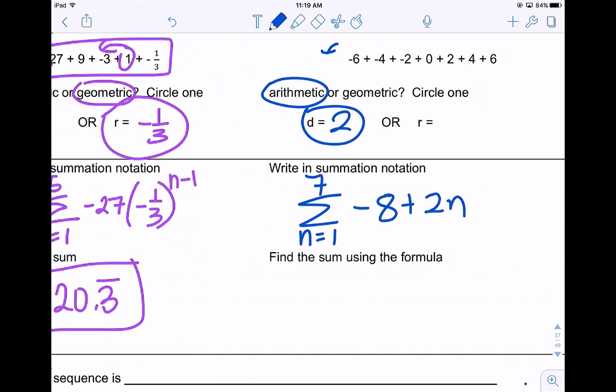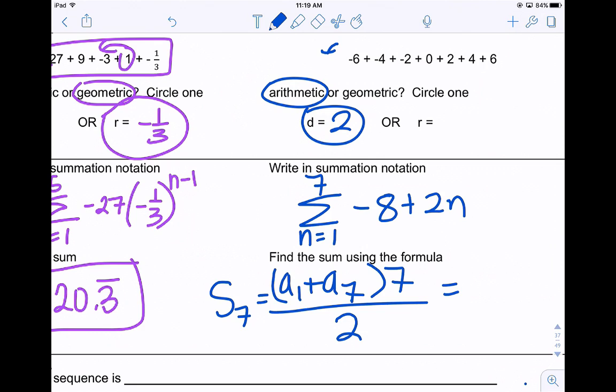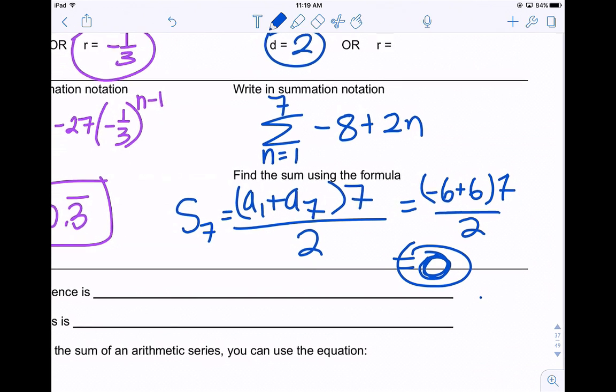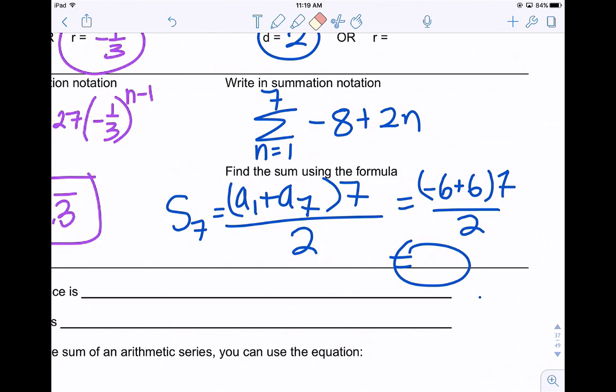Find the sum using Gauss's formula for finding the first 7 terms. That would be the first term plus the 7th term times the number of terms, in this case 7, divided by 2. First term is negative 6, 7th term is 6, times 7 divided by 2. And negative 6 plus 6 is 0, so the sum of this whole thing is 0. If you add them together, it is 0. It's not a great 0.